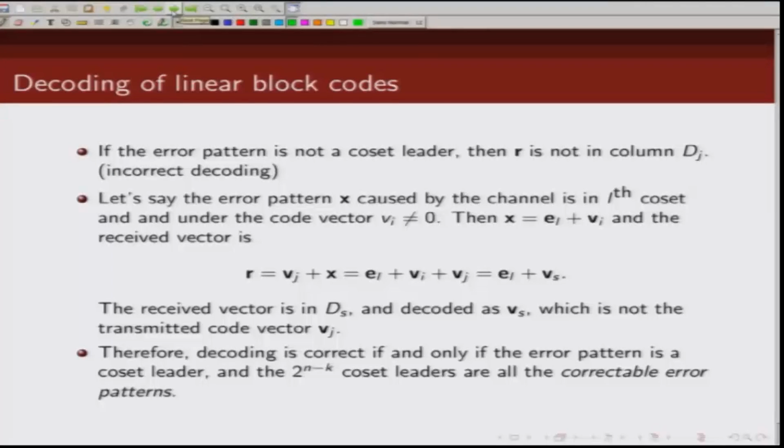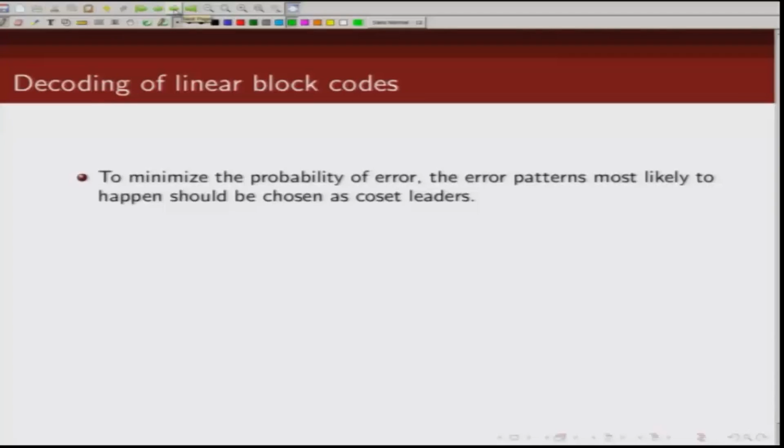And how many such coset leaders exist? We have a total of 2 to the power n minus k. So, this we call correctable error patterns, because whenever our error pattern is a coset leader, we are not going to make a mistake in decoding, and hence we call these correctable error patterns. Now, the next question to think about is, how should we choose our coset leader? Clearly, our objective is to minimize the probability of error.